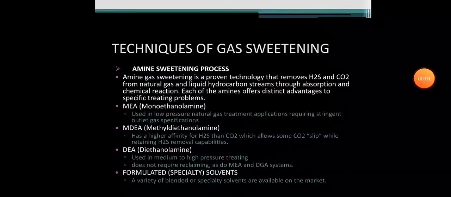Let's see some techniques of gas sweetening. The first one is amine sweetening process, in which amine is used. Different types of amines can be used for this process. For example, MEA, that is monoethanolamine, is used in low pressure conditions. Other is methyldiethanolamine and it is used in medium to low pressure conditions. And the other one is diethanolamine, it is used in medium to high pressure conditions. It does not require reclaiming as required by MEA and DGA systems. The other is special solvents which are produced for special purposes.